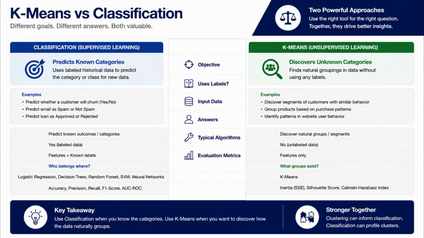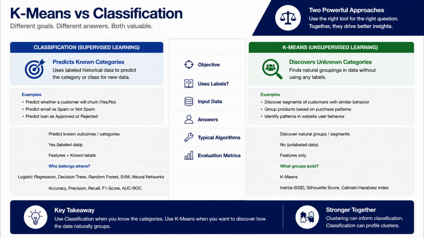Section 24. K-means versus classification. Classification predicts known categories. K-means discovers unknown categories. Classification answers who belongs where. K-means answers what groups exist. Classification requires historical examples with predefined labels, such as customers who previously churned or customers who previously purchased a product. K-means works when those labels do not exist.